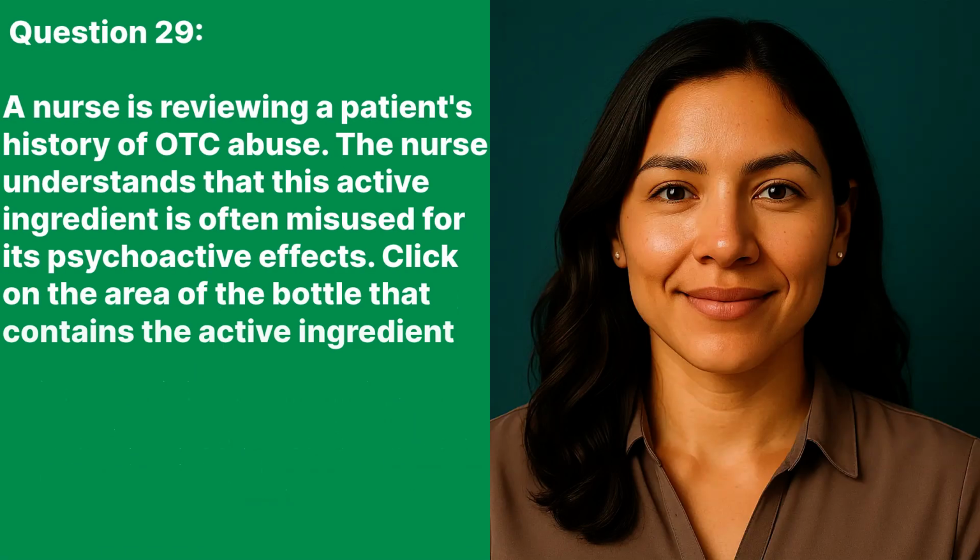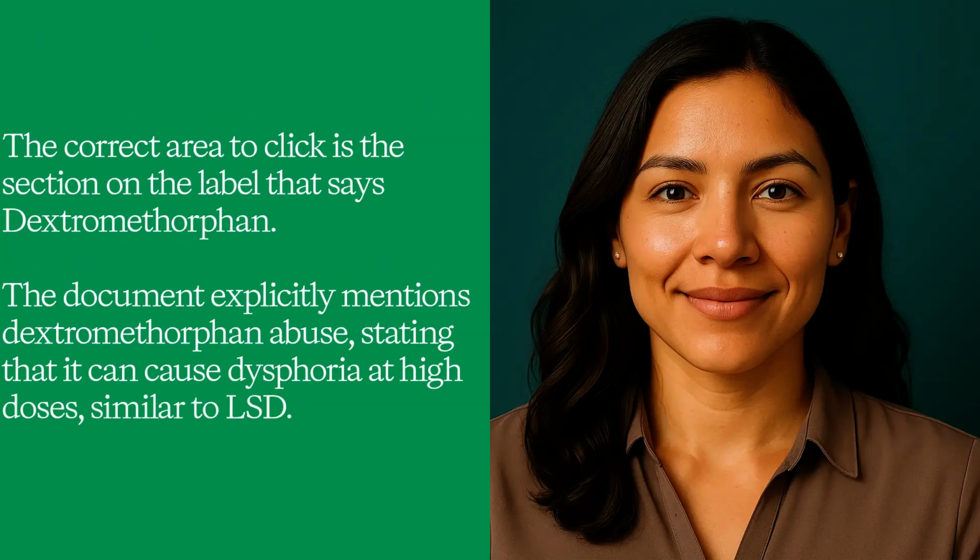Question 29. A nurse is reviewing a patient's history of OTC abuse. The nurse understands that this active ingredient is often misused for its psychoactive effects. Click on the area of the bottle that contains the active ingredient being abused. The correct area to click is the section on the label that says dextromethorphan. The document explicitly mentions dextromethorphan abuse, stating that it can cause dysphoria at high doses, similar to LSD.